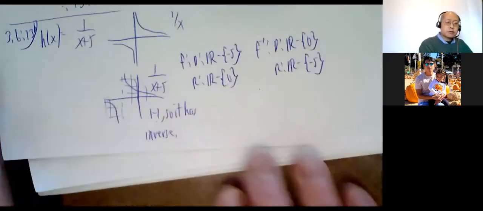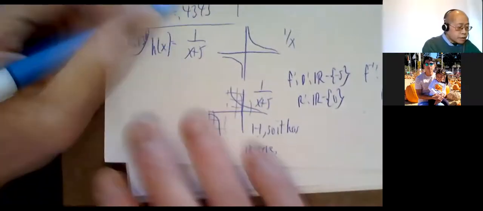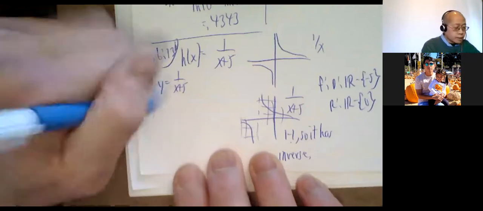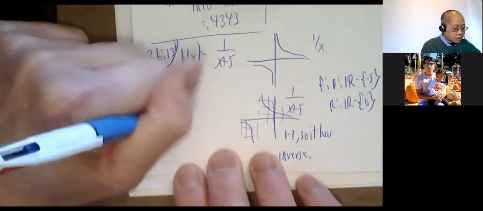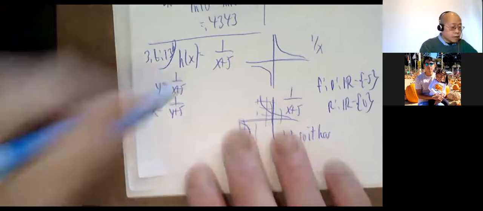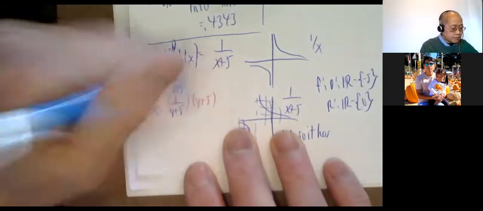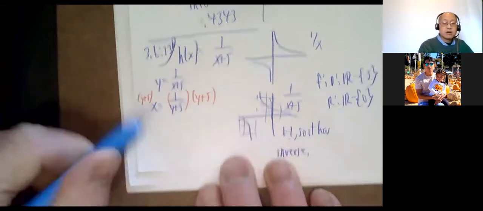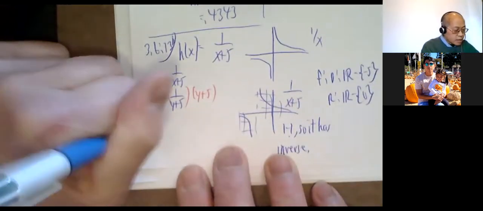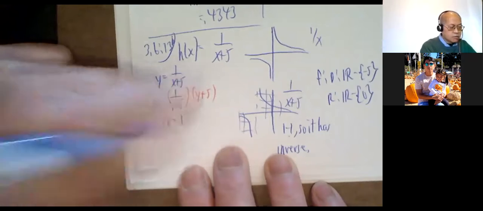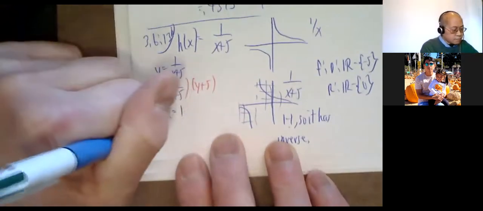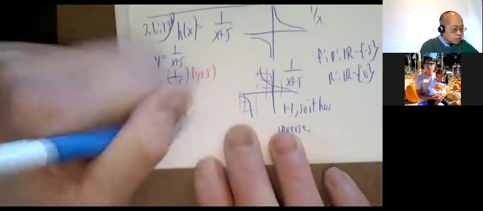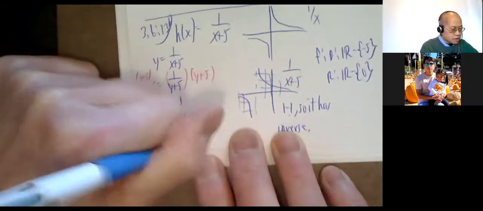Okay, and then to find the inverse, we know how that works. Call this y. y equals 1 over x plus 5. Switch around x and y, right? So x equals 1 over y plus 5. And solve for y. How about multiply both sides by y plus 5? If I distribute, I have xy plus 5x equals 1. Subtract 5x: xy equals 1 minus 5x. Divide both sides by x. So y equals f inverse of x, the inverse function.